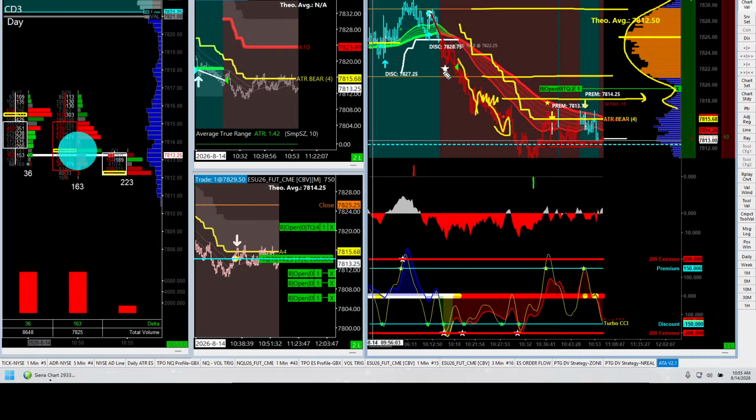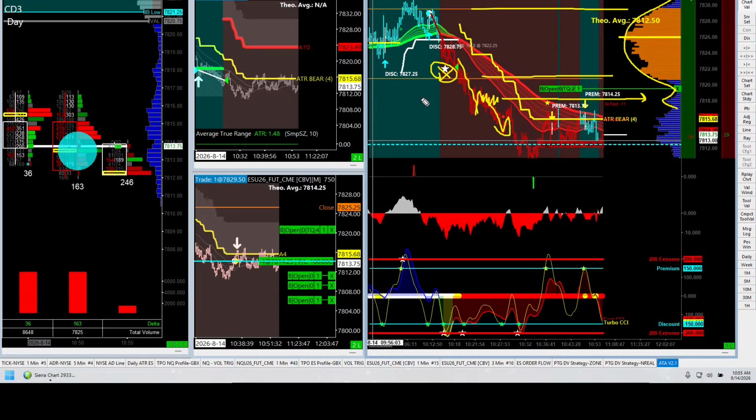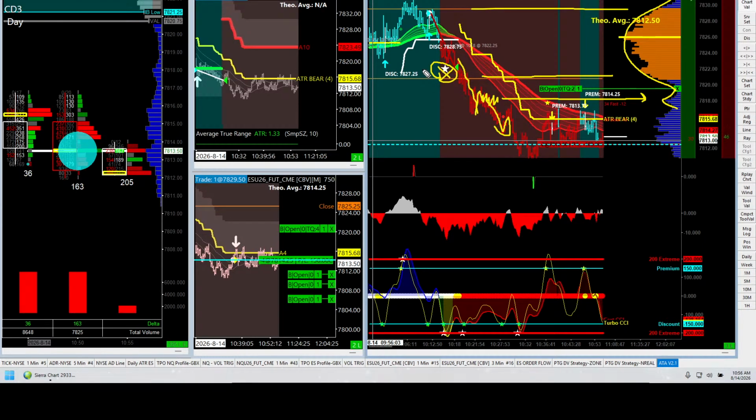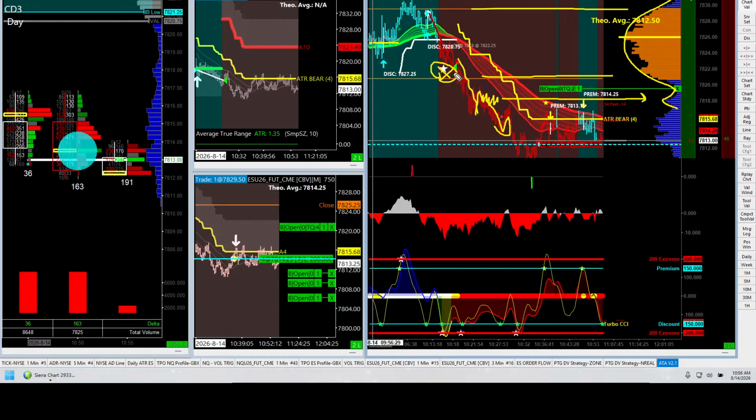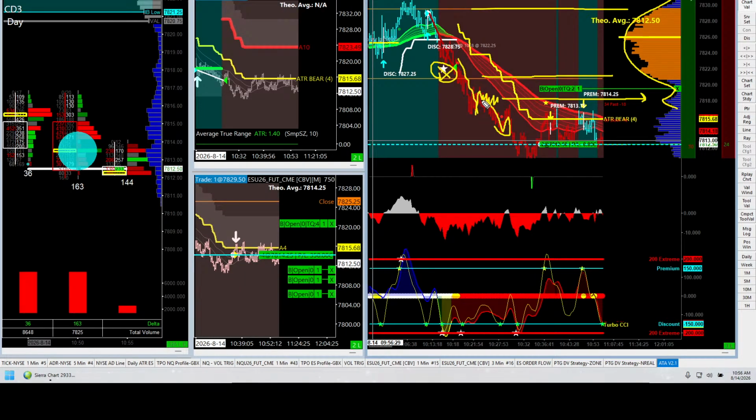So you didn't have to sell it on the breakdown here, because how do we know whether or not it was going to break down? We did not. It could have easily gone right back up into the range, and then you would have been trapped on the short side. But if you wait for confirmation, volume confirmation of a breakout, yes, we sell it at a lower price, but as you can see, price even went lower.